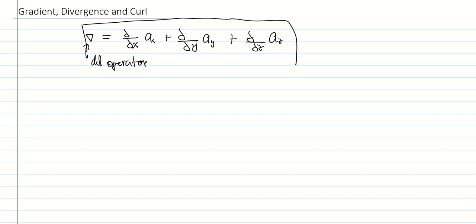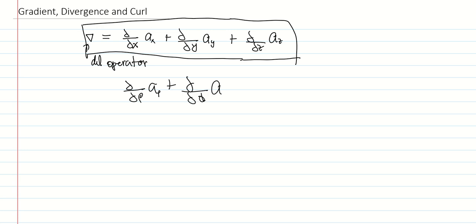So if we are in a different coordinate system, it doesn't mean that the del operator will become, for example, in cylindrical, the partial derivative with respect to rho, a rho, plus the partial derivative with respect to phi, a phi, and z. So this is not true. This is not correct. Why? Because we cannot do that.